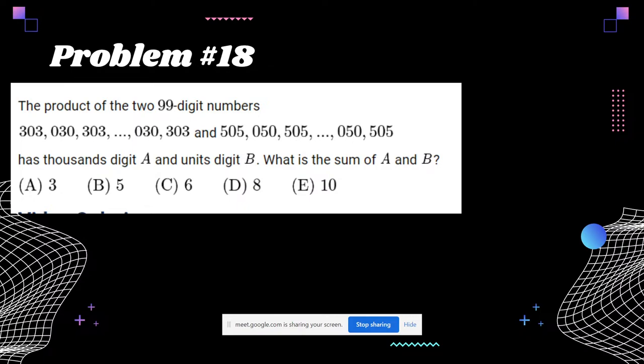So the AMC problems like to throw these daunting numbers at you to make you stumble, right? Usually to solve these, there's some sort of trick. So the product of two 99-digit numbers, 99 digits is a lot, right? You probably couldn't even fit that horizontally on a paper, but if you think about it, I'll give you some time to read over the rest of the question.